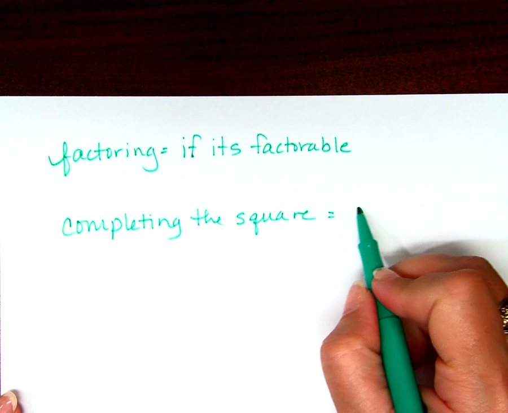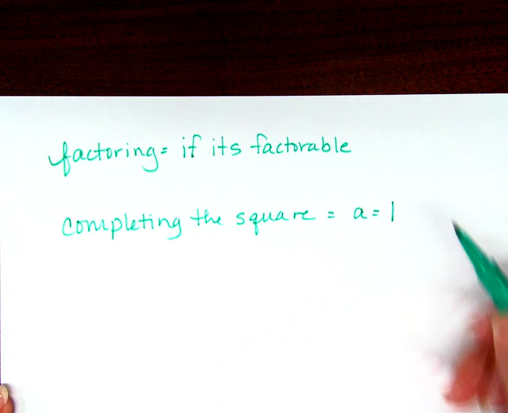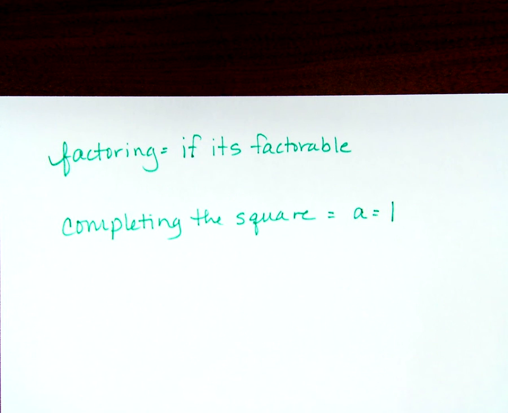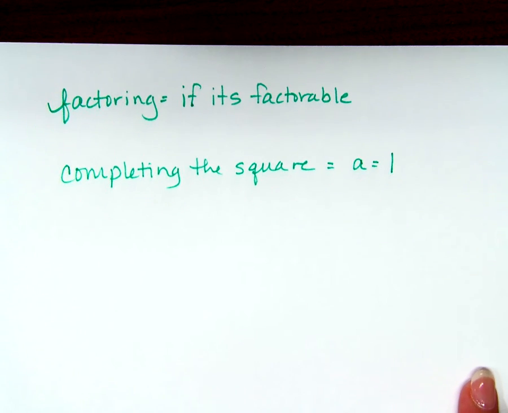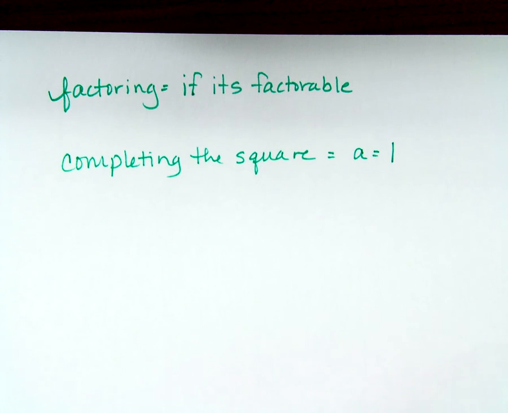Okay? When will we use completing the square? Most often, for sure, we want to use completing the square if A is 1, right? If A is not 1, I probably don't want to use completing the square. Because if A is 1, I know what to do. I don't have to do any division to start with, right?